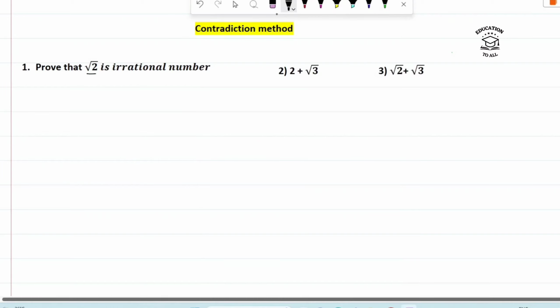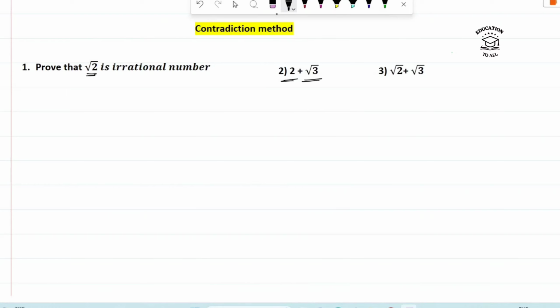Method 1 is proving only a single root number. Method 2 is with a rational number with an irrational number. Method 3, both contain irrational numbers. So please watch the video until the end and you will get more information. Now start question number 1.